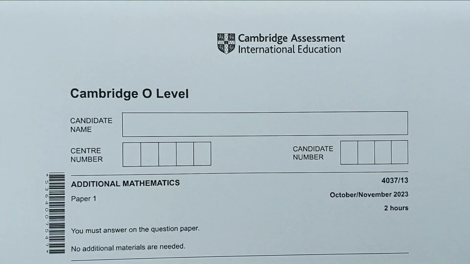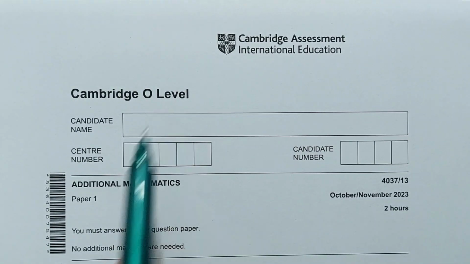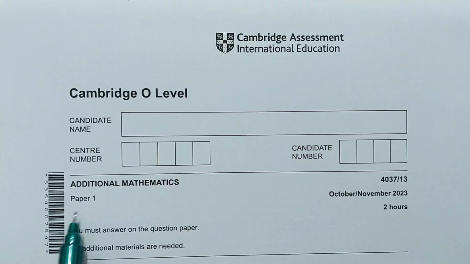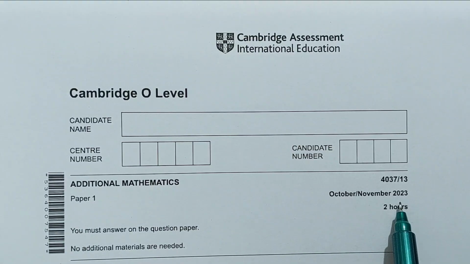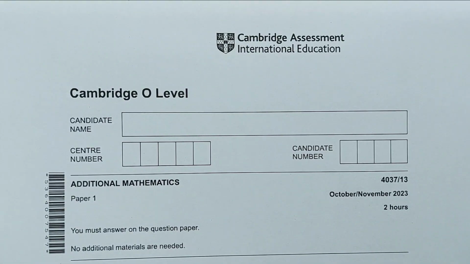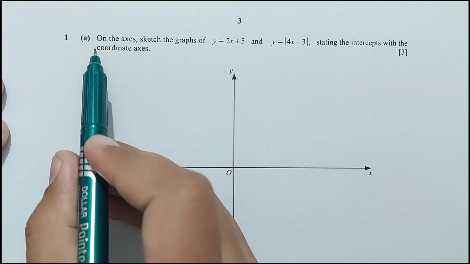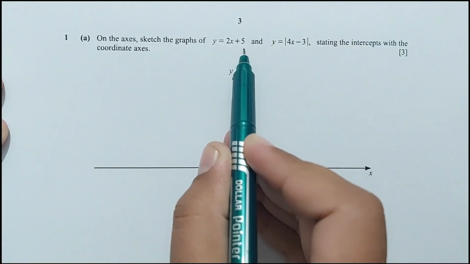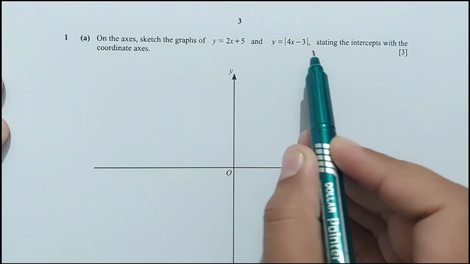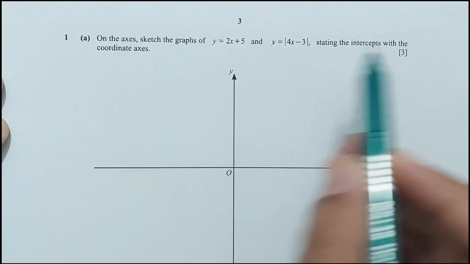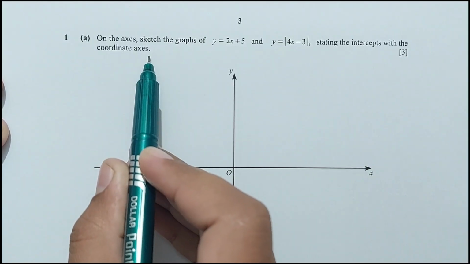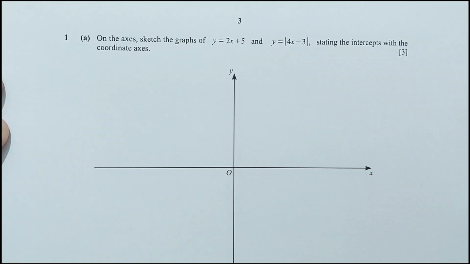Hi everyone, in this video I'm going to solve O-Levels Additional Mathematics Paper 1 in a session October-November 2023 Paper 1-3. So let's start with the first question. Question number 1 part A, on the axis sketch the graph of the linear function and absolute value function stating the intercepts with the coordinate axis. Okay, so we have to state the intercepts as well, right?